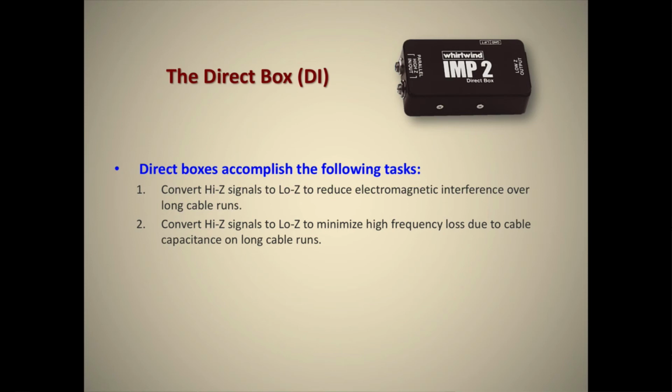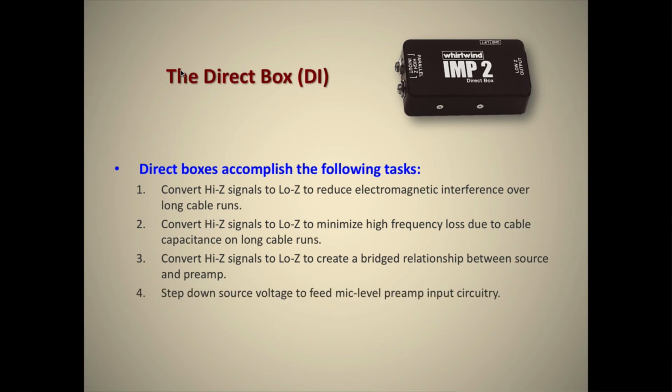High Z to low Z, of course, gets rid of noise issues, and the low Z signals fight off that evil noise, and this creates a bridge relationship. Your guitar can now, by lowering it to 150 ohms at the XLR jack, plug into a preamp and bridge into the preamp and get all sorts of nice advantages of bridging. And this, of course, turns the guitar's almost line level voltage down to mic level, so we can plug it into the preamp.